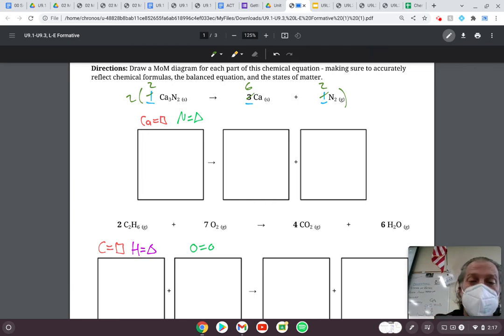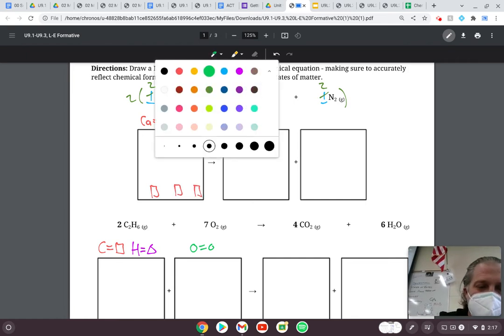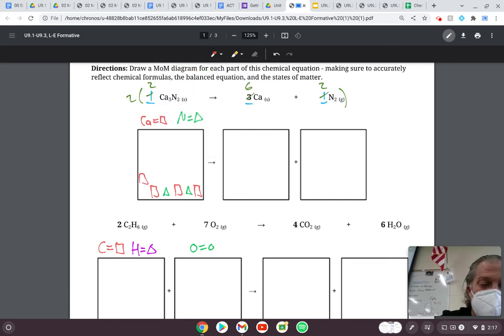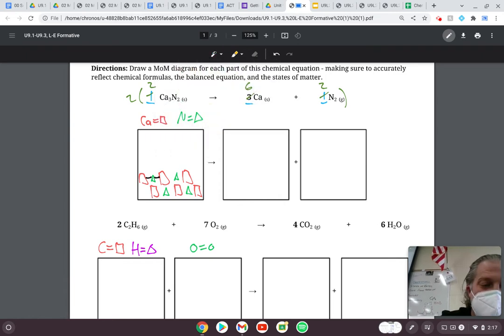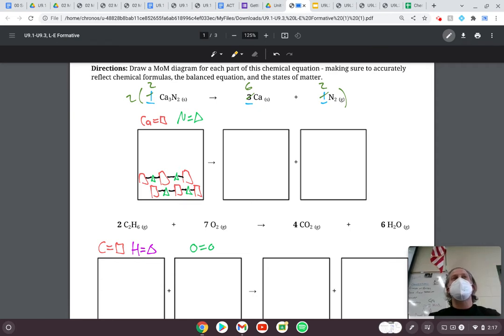So in the case of the first one, I'm going to draw the Ca3N2, and it's going to look something like this. Square, square, square, with some triangle in the middle there. Triangle, triangle. And then I'm going to draw my second one, which will look something like this, with some triangle in the middle there, like that. And then I have to connect them, right? So I've got to have a line here and a line here and a line here and a line here, and then another line here and another line here and another line here. So that's my calcium nitride.